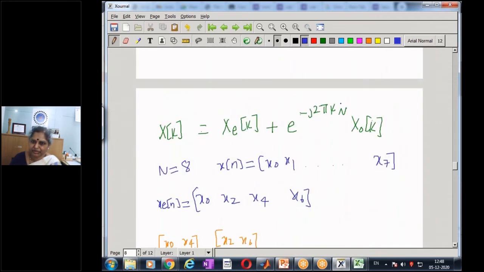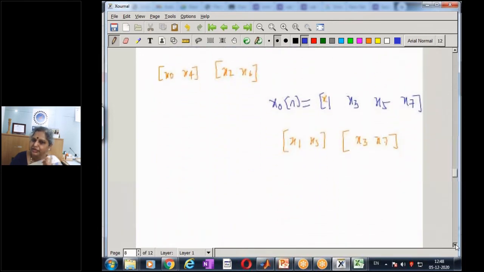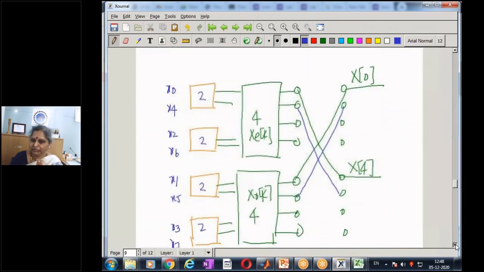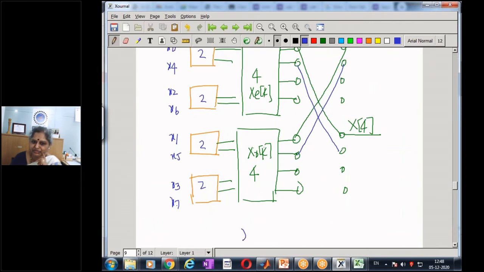When k equals 1, what is my branch gain going to be? e power minus j 2 pi 1 by 8, because I'm taking N as 8, which we have denoted by the notation gamma, e power minus j 2 pi by 8. So this is going to have a branch gain of gamma, which we know is equal to 0.707 minus j 0.707, because my N equals 8.